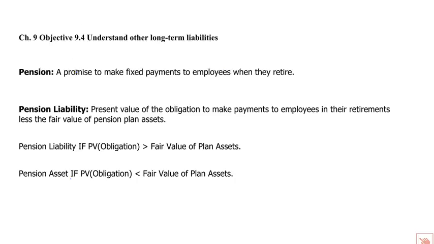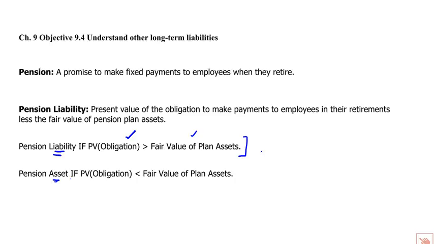All right, so that's a pension. The liability: they project those obligations and they take a present value. A liability is the present value of the obligation to make payments to employees in their retirement, less the fair value of pension plan assets. So we're talking about liabilities here, and that is only true if the present value of the obligation of payments is greater than the fair value of plan assets. There is such a thing as a pension asset whenever the obligation is less than the fair value of plan assets, but in this objective we're just talking about liabilities.